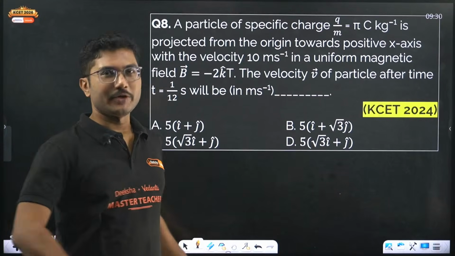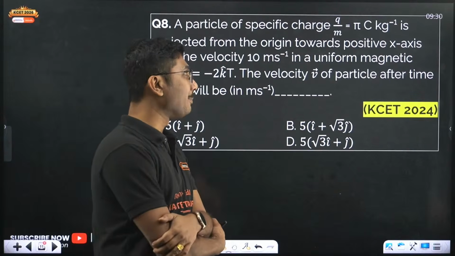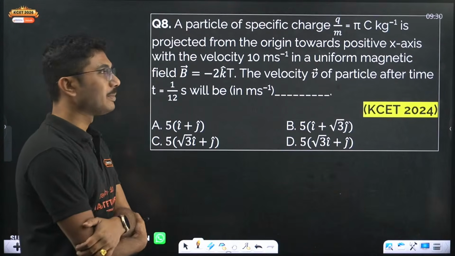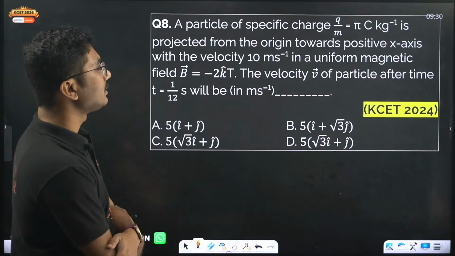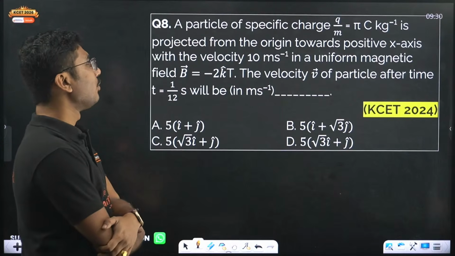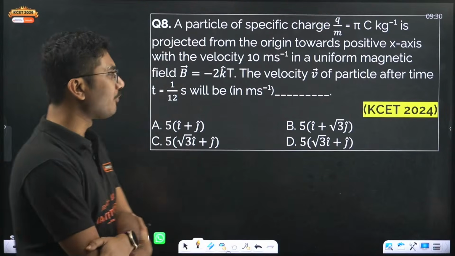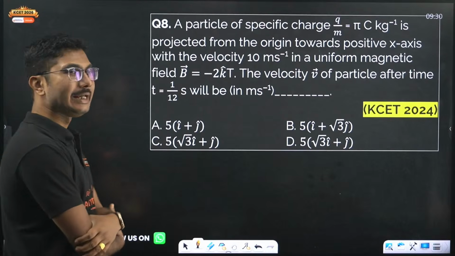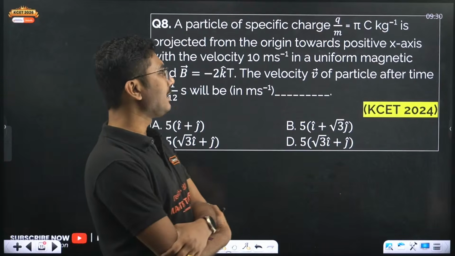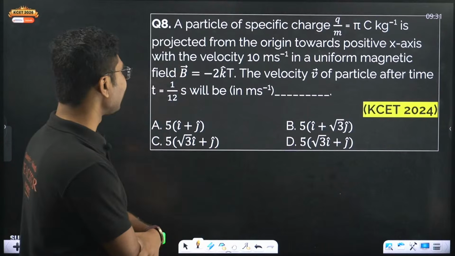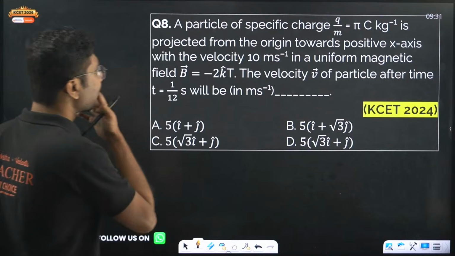Okay, so don't worry. A particle of specific charge q by m equals pi coulomb per kg is projected from origin towards positive x-axis with the velocity 10 meter per second in a uniform magnetic field B equals minus 2k tesla. Find the velocity v of the particle after a time t equals 1/12 second. Very interesting question.